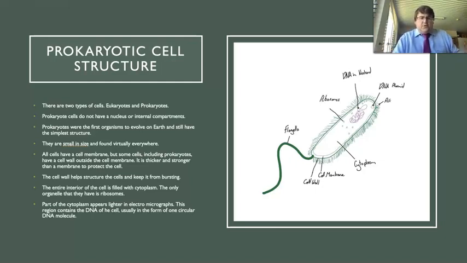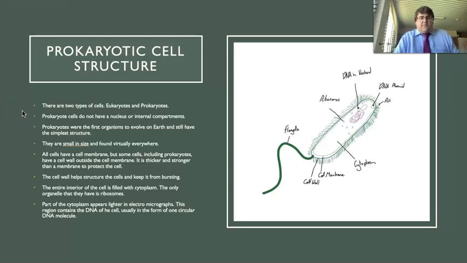Essentially, when we're talking about prokaryotes and unicellular organisms, all prokaryotic cells are unicellular organisms, but not all unicellular organisms are going to be prokaryotic, because you can have some eukaryotic unicellular organisms too. They will have a nucleus, they will have internal compartments. It's only prokaryotic cells that don't have that nucleus or internal compartments.